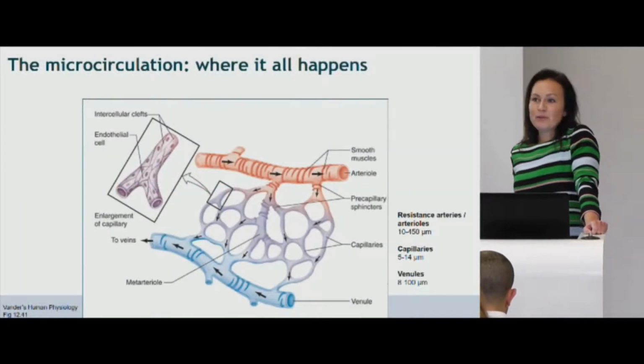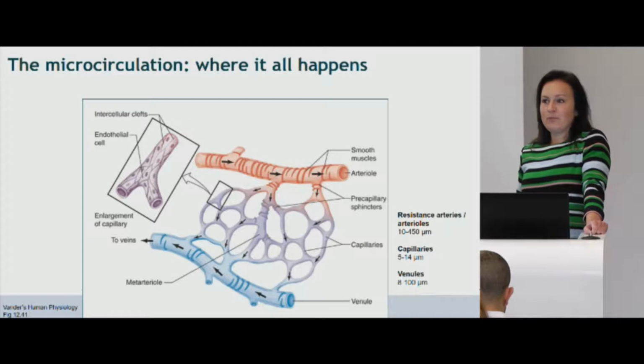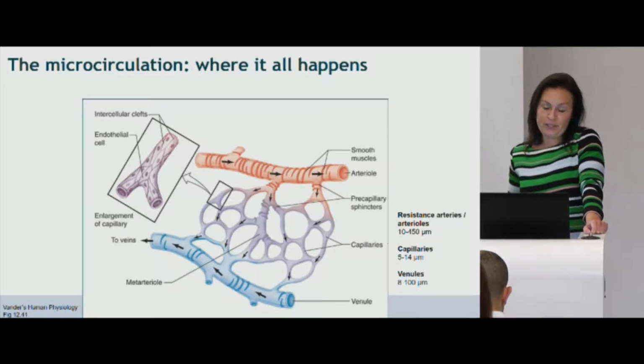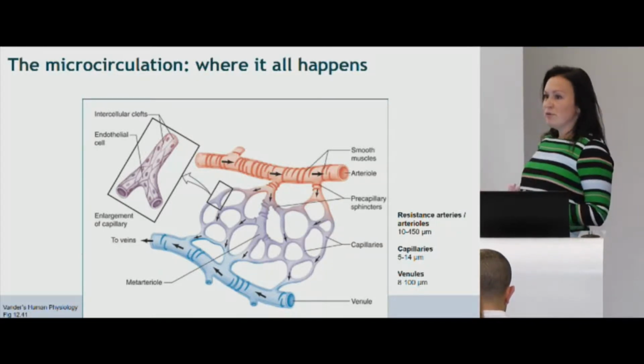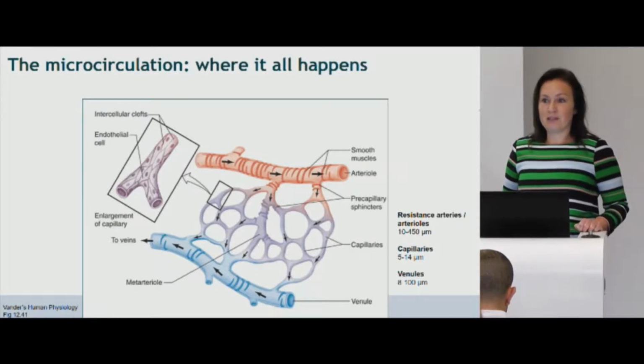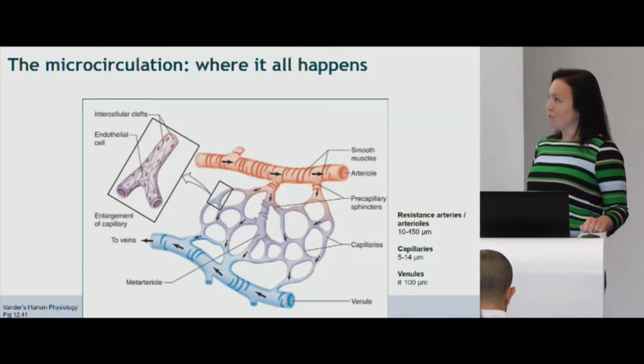So one of the main goals of hemodynamic monitoring is to maintain adequate tissue perfusion. However, tissue perfusion is mostly regulated within the microvasculature and not really by the aortic blood flow.